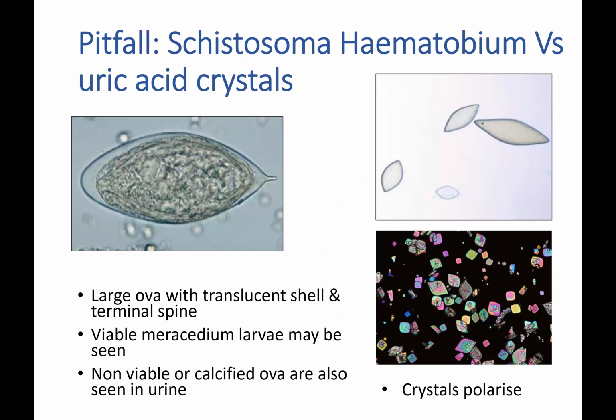Another potential pitfall is confusing schistosomes and uric acid crystals. We can see here that the schistosoma ova are large. They've got a translucent shell and a terminal spine. We can sometimes see larvae within the ova, or alternatively non-viable or calcified ova, sometimes also seen in urine. Uric acid crystals, on the other hand, are smaller, they're featureless, and they polarize.